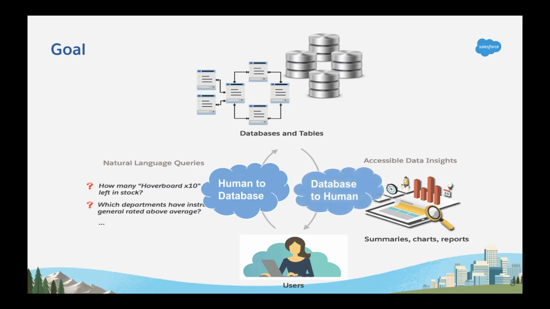Another direction is database to human. This one studies how to present this structured data to the end user. One way is to just present the raw data to the user, or you can choose to summarize the data, or you can draw figures and charts based on this structured output for the user so they can better use it in their work.